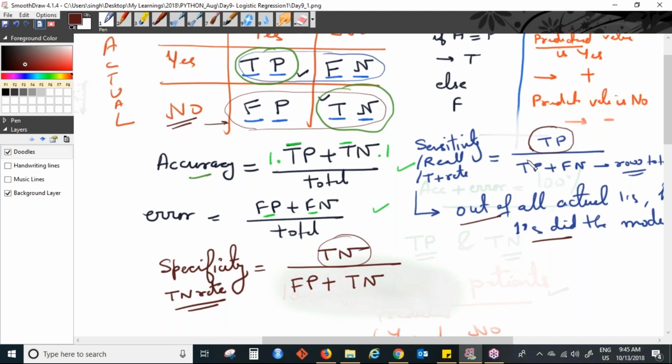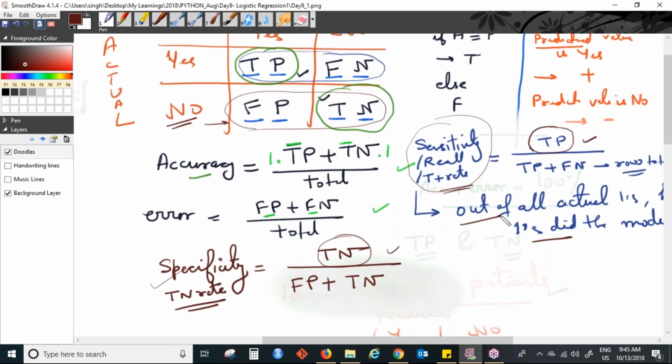So depending on which one is more important to you, is identifying yes more important, or is identifying no more important, you measure the parameter. You either measure sensitivity or you measure specificity. Most usually you measure sensitivity. I have never seen places where you measure specificity also, but most usually you measure sensitivity.